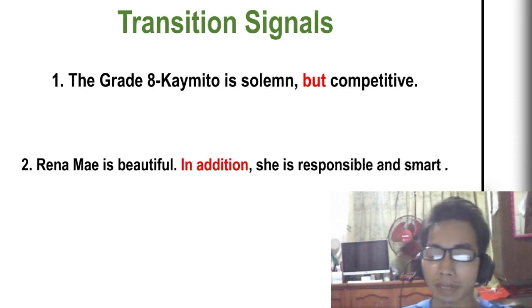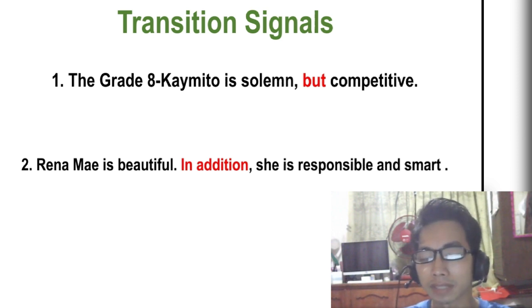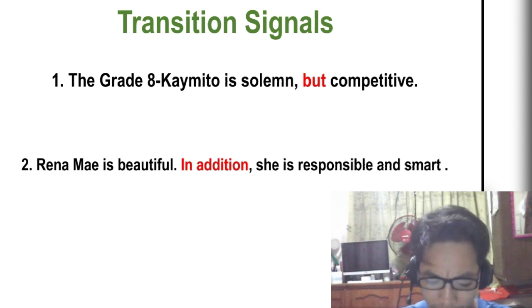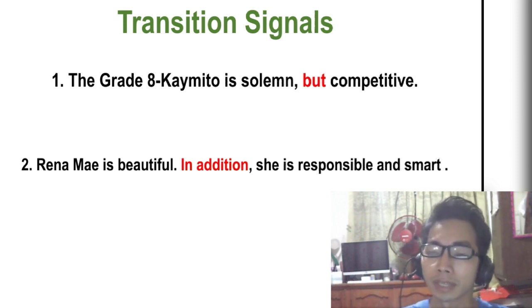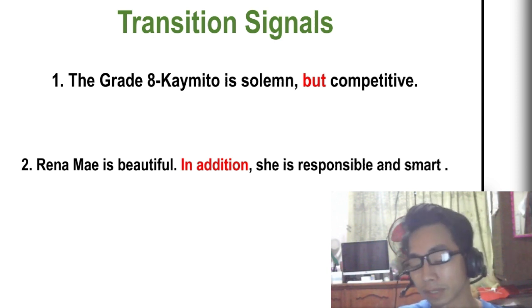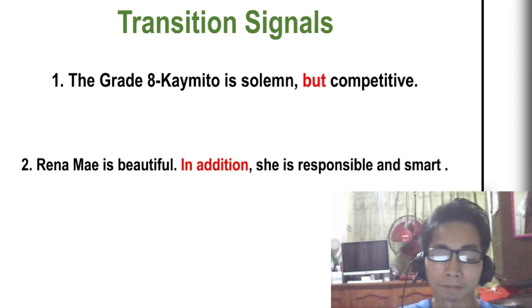So the red connector signifies that the sentence given projects or indicates opposite, opposite in statement. All right, and it gives an illustration of the characteristic of the Kaimito section. Okay, next example.